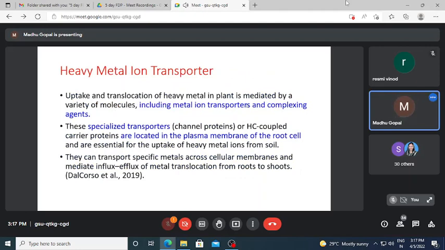Then these heavy metal ion transporters. The uptake and translocation of heavy metals in plants is mediated by a variety of molecules, including metal ion transporters and complexing agents. These specialized transporters are nothing but proteins. They are known as channel proteins or hydrogen-carbon coupled carrier proteins. They are located in the plasma membrane of the root cell and are essential for the uptake of heavy metal ions from soil. And they can transport specific metals across cellular membranes and mediate efflux and metal translocation from roots to shoots.